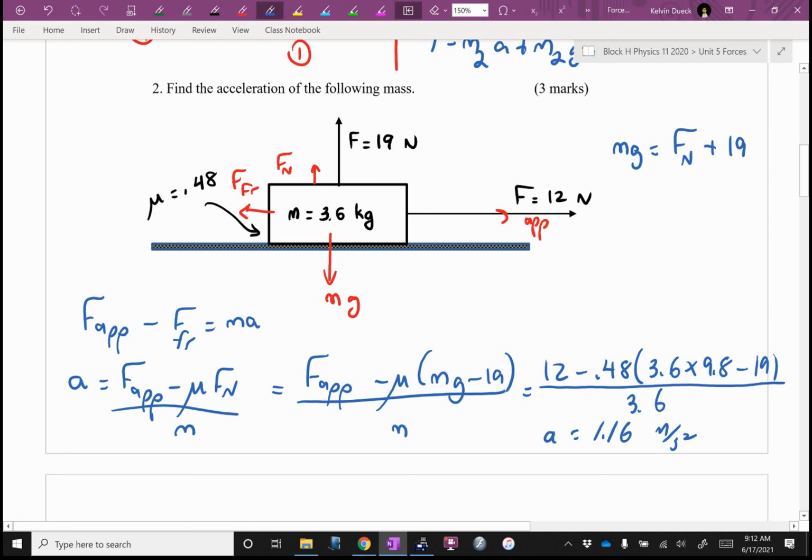If you got that, 3 out of 3. Otherwise, I would probably go a half mark if I saw that. Half mark for dividing by m. A half mark for that. A half mark for the numbers, and then 1 mark for the answer.